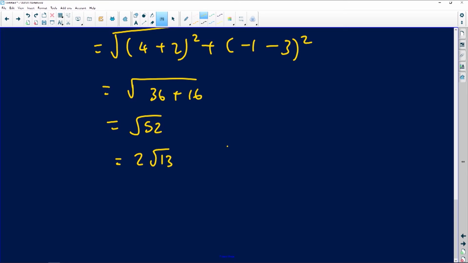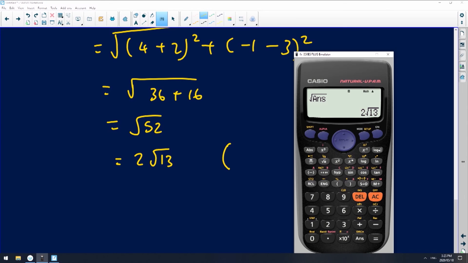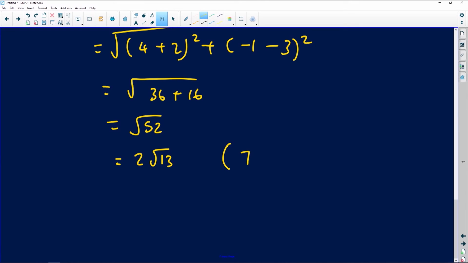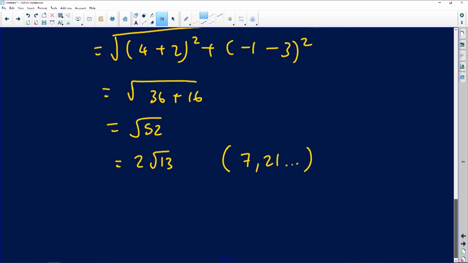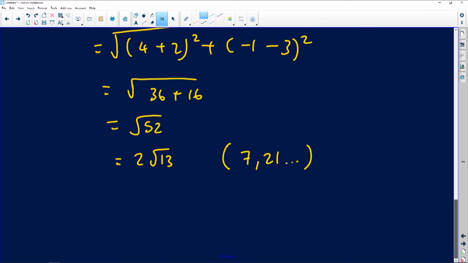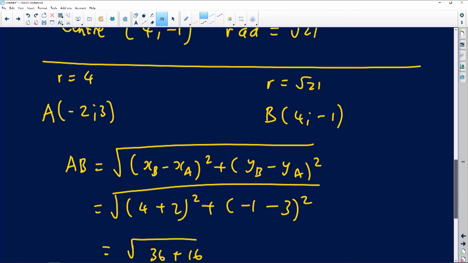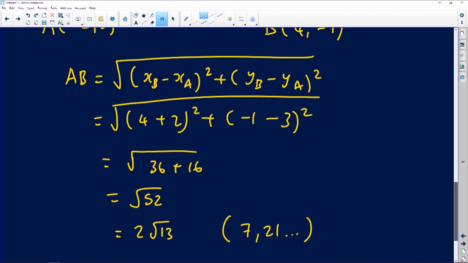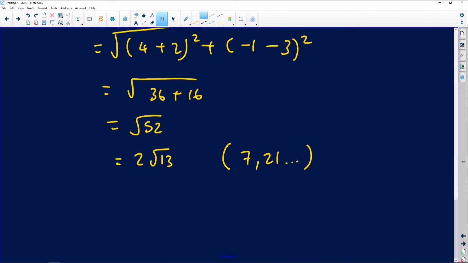Now what I want to encourage you to do is, next to this, write the answer in decimal form if nobody told you how to express your answer. So I'm going to go back to my calculator and ask it, what is 2 root 13 in decimal form if I'm writing it to 2 decimal places? I'm getting 7.21. This is important because I need to work out the actual distance between the two centers of the circles. So we know now the length between the two centers of the circles is 7.21.